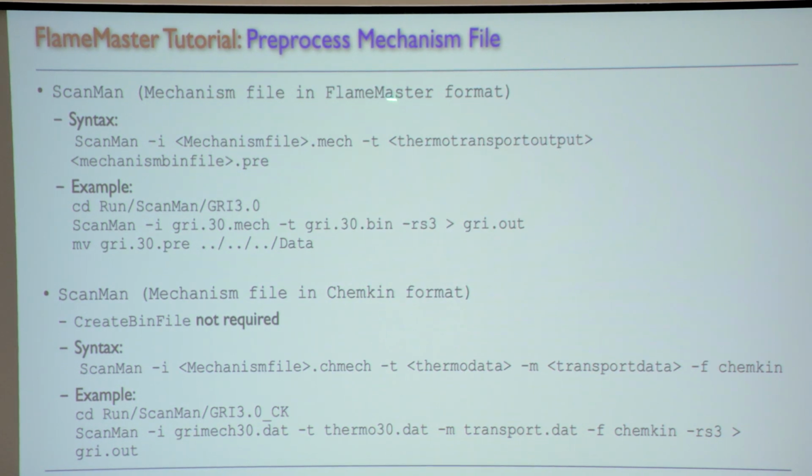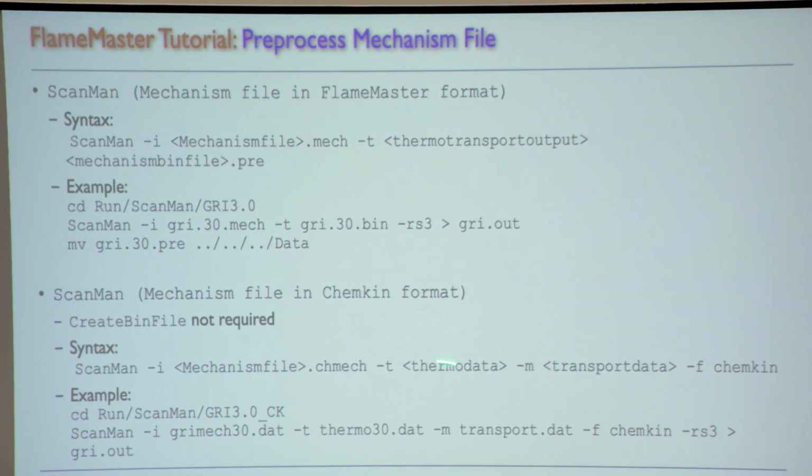So this is the FlameMaster format, but if you have a chemical mechanism in ChemCan format, you can also use that. There's also an interpreter for ChemCan format, and so then we don't use create bin file. This just shows the syntax, with the command -f ChemCan, and then it uses the ChemCan format.